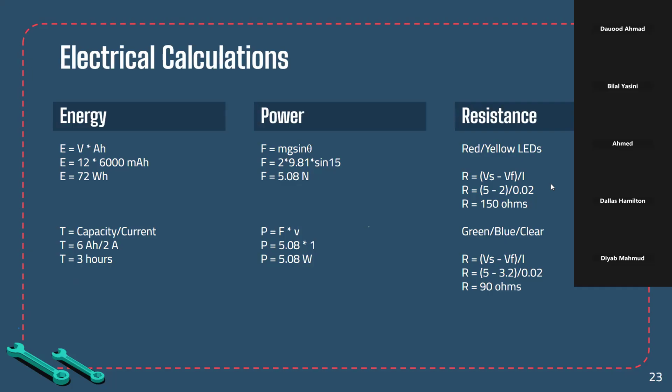For power, using the mass of 2 kilograms that is required, as well as the 15-degree angle, we calculate the force, and then use that multiplied by the velocity, minimum velocity of 1 meter per second, to get the necessary power for that. Of course, this is just the minimum values. And then also using resistance, knowing that different color LEDs have different necessary voltage, and then using that to find the resistors necessary for each of the LEDs when used.